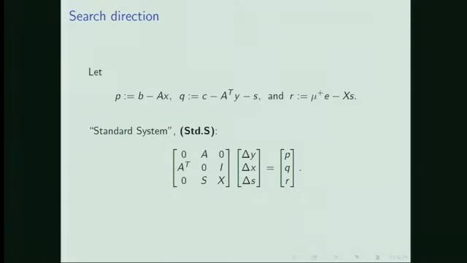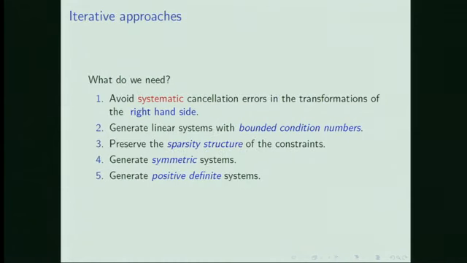When solving this system for large-scale problems, we might be interested in using iterative methods. For iterative approaches, I like to avoid systematic cancellations in the right-hand side when we transform the system, and I'll explain what I'm referring to with systematic cancellation error. Then, of course, we like to have systems with bounded condition numbers, otherwise the iterative methods will be very slow. We also like to maintain the sparsity structure. Those three points are definitely the main points.